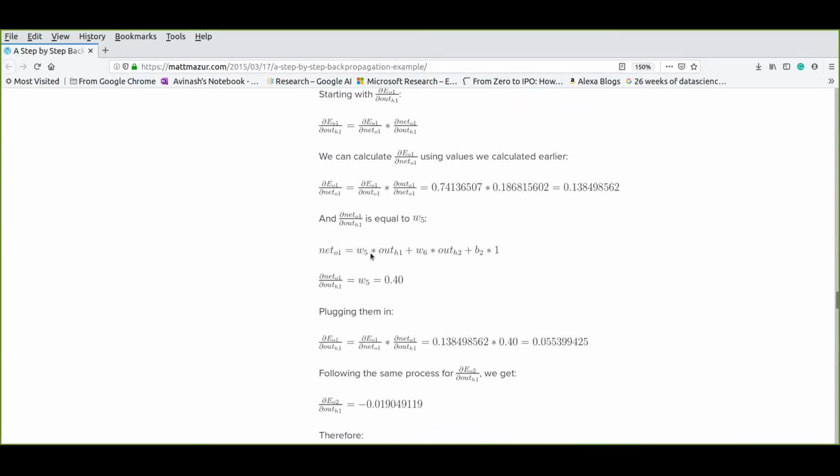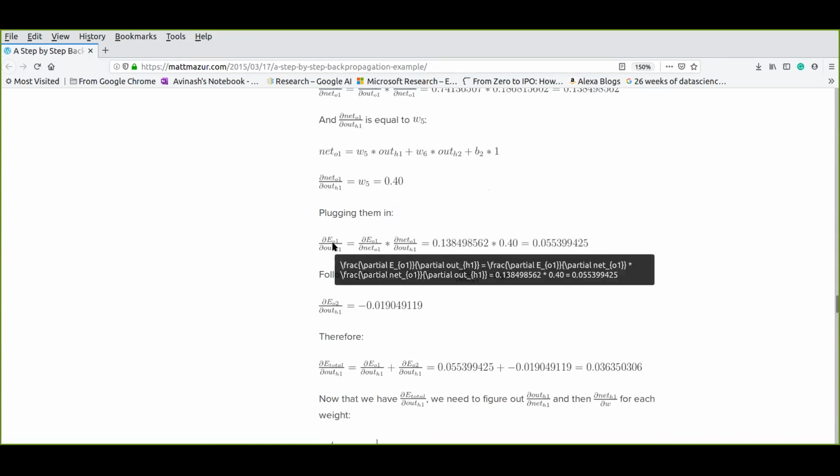And we see that to get the net output of net O1, this is the equation that we had. So when we take the partial derivative of net O1 with respect to output H1, we're going to get W5, because the rest of the things are constant and their derivatives are zero, and we get W5. We plug in all these values and we get this equation, the partial derivative of E1 with respect to the output of the hidden neuron. So that's one term which is calculated.